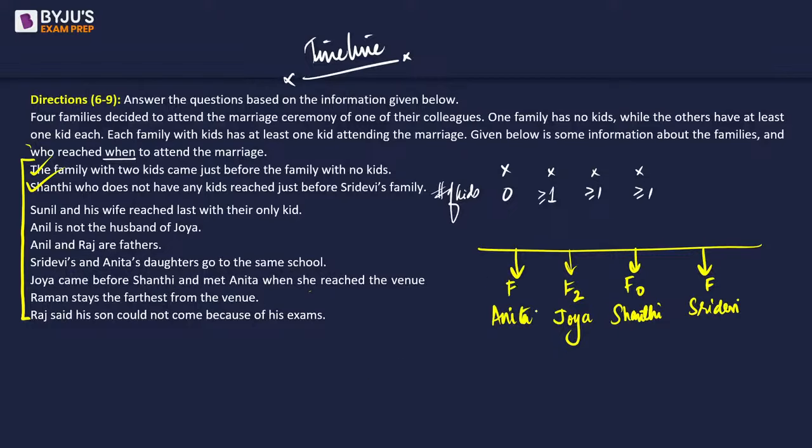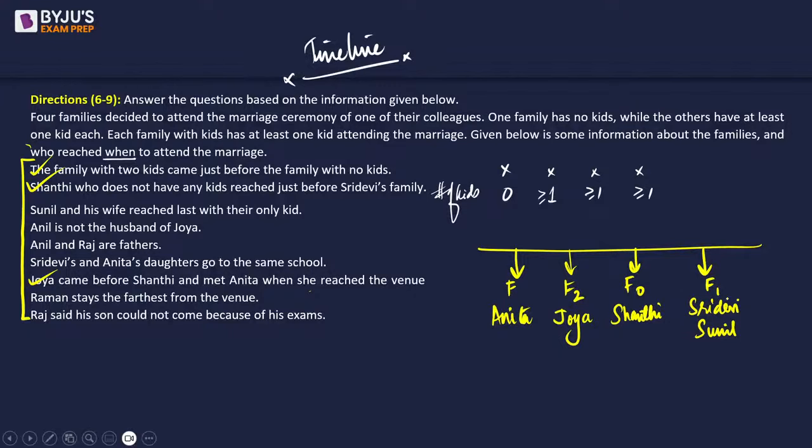Anyway, this is F. Let's redo the statement. So we are done with this. Sunil and his wife reached last with their only kid. So Sunil and Sridevi are the last 2 people and they reached with 1 kid. They may have more kids, but right now they arrived with one. Okay.